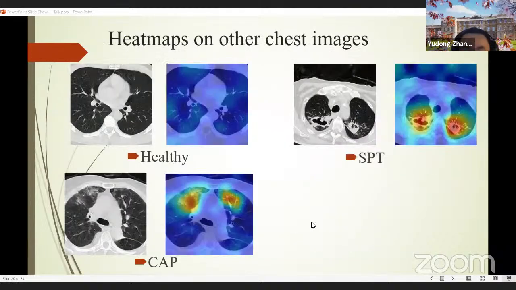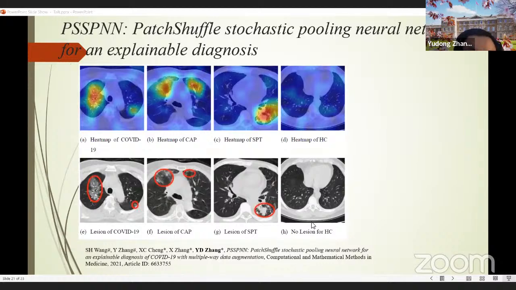And here I give a zoomed-in look on how the heat maps look on the chest images, on the healthy, on the tuberculosis, and on the pneumonia. And on this slide, finally, we give another model we have developed, using the patch shuffle stochastic pooling neural network. Yeah, and we can find that our AI model can generate some heat maps that fit the human labelings. So which shows the power of our AI models.